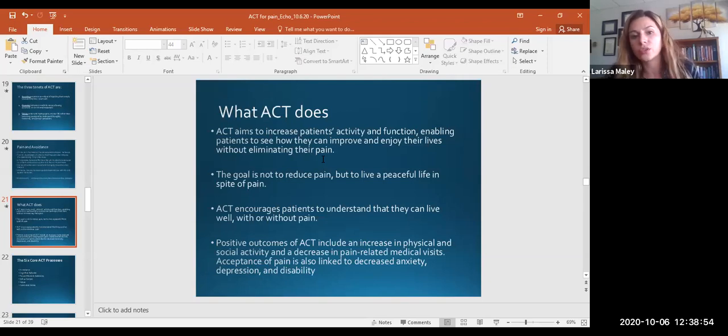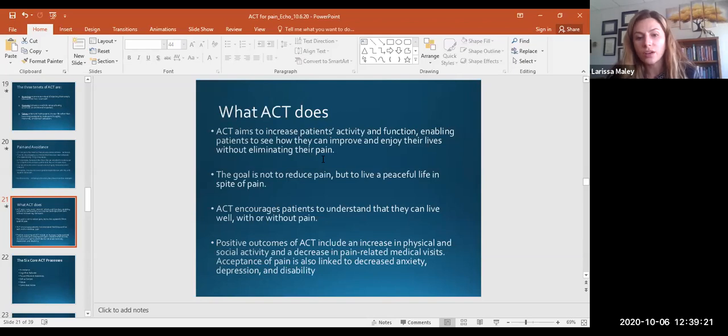So what does ACT do? It aims to increase a patient's activity and function by enabling them to see that they can actually improve and enjoy their lives without doing anything different with their pain level, without doing anything different with their physical mobility. The goal is not to reduce pain, but to help them live their life in spite of pain. And it encourages them to understand that they can live well with or without pain reduction.